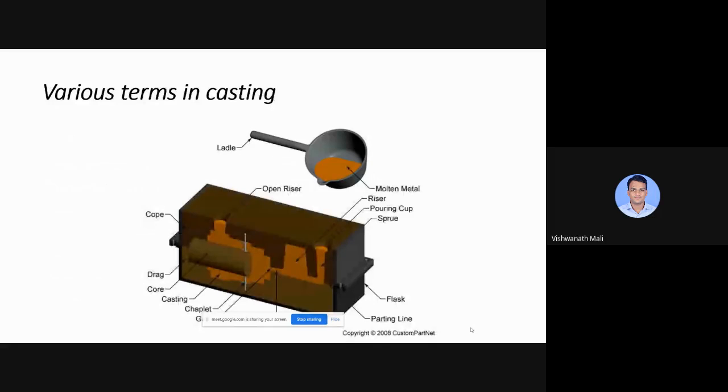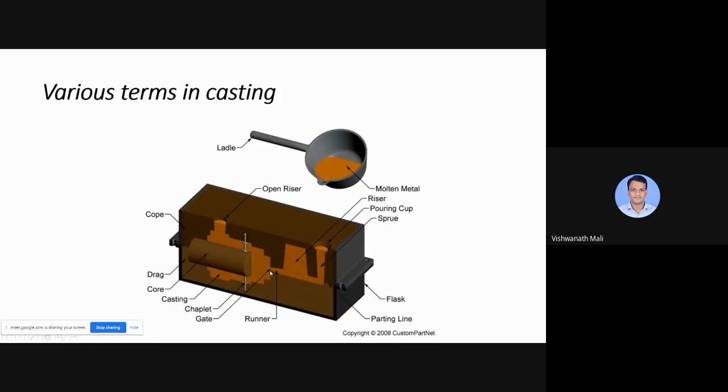Then we have studied what are the different terms which we use in casting process, and after that we have studied one by one these terms. Right here, you can see the terms. What is cope, drag? The combination of cope and drag is flask, right? Then the parting line, which is in between cope and drag. Then core, which is used to produce the hollow surfaces, hollow parts.